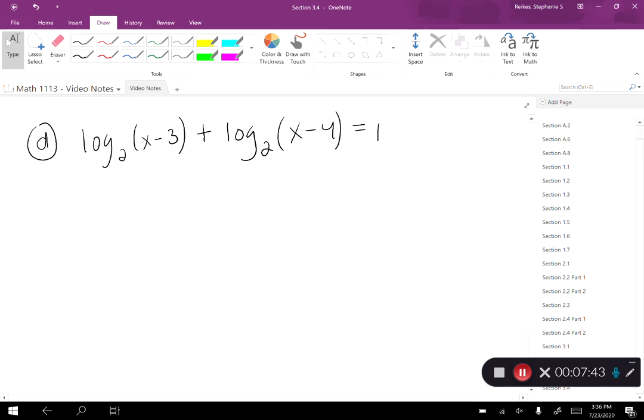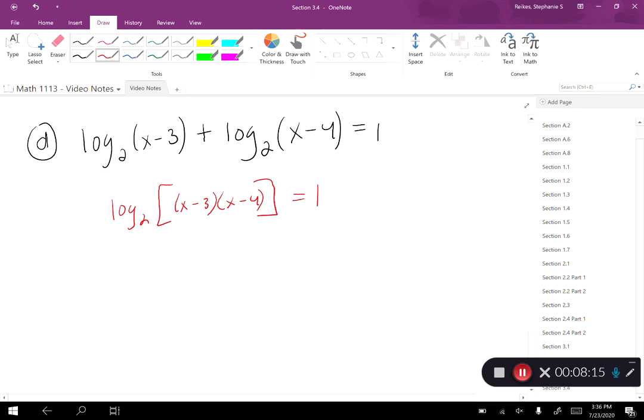And let's take a look at one last example of solving. I have log base 2 of x minus 3 plus log base 2 of x minus 4 equals 1. I want to solve for x. The first thing I see is I have two logs adding each other. Let's go ahead and condense that, and that's going to be log base 2 of x minus 3 times x minus 4 equal to 1.